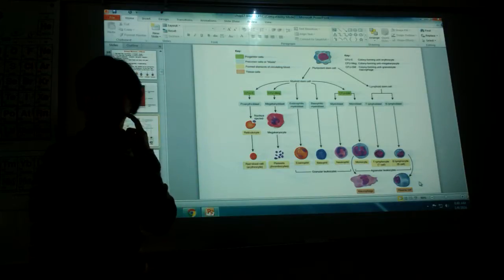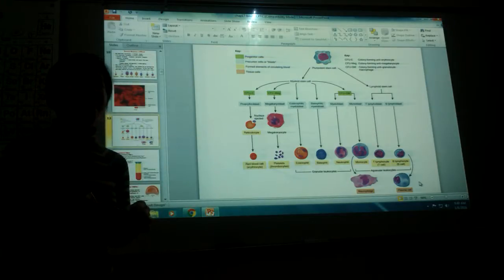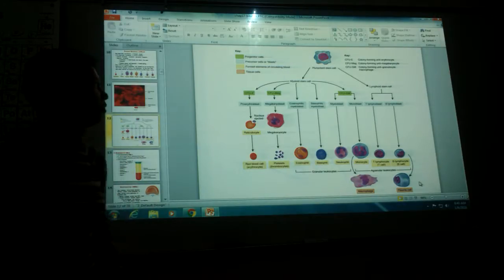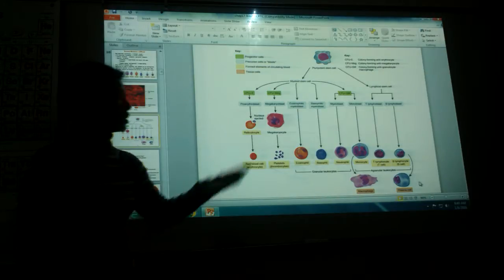Where do you make your blood cells? If you're diagnosed with anemia or some kind of blood cancer, what do they do? Bone marrow. That's very good. Remember the bone marrow, right? They do bone marrow aspiration. You remember that? Okay. So in my bone marrow, look at this picture.